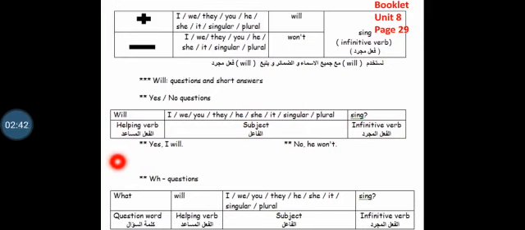Now let's move to the WH questions. We start the WH question with the question word, which is what. Then it is followed by the helping or modal verb will, then the subject, and it is followed by the infinitive verb. What will he sing?